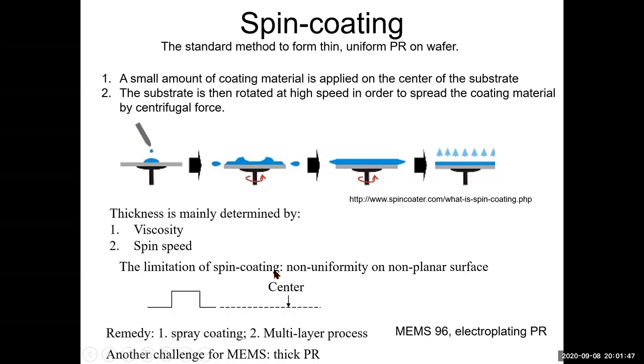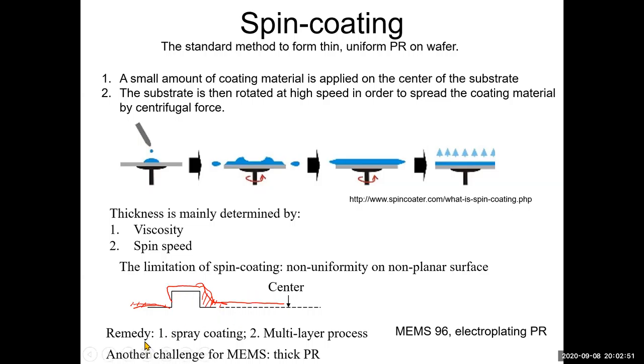The limitation of spin coating, right? There is a limitation of this method, namely non-uniformity on non-planar surface. For example, here we have a bump on the wafer surface, and this is the center of the wafer. Then after spin coating, you can expect that this wall facing the center will have more accumulation of photoresist, much thicker. And the other wall that is against the center will have less or no coating of photoresist. So this is an issue or limitation of spin coating.